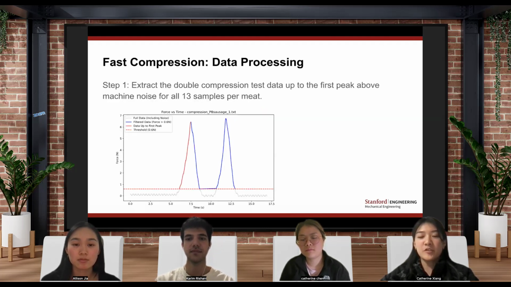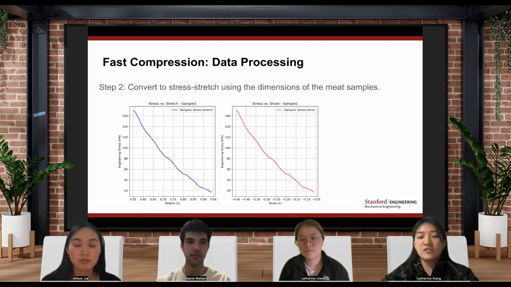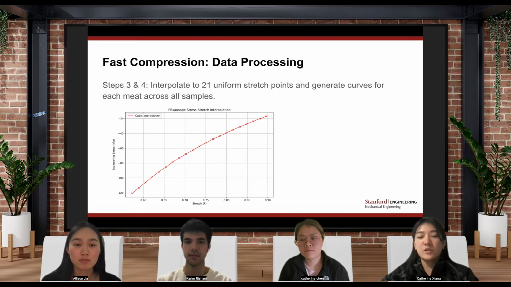To process the double compression test from June's paper, we extracted the first peak above machine noise for all 13 samples. Next, we converted to stretch and stress using the dimensions of the meat. And then finally, we interpolated to 21 uniform stretch points to generate curves for each individual meat.